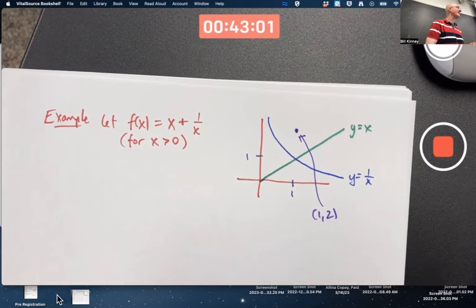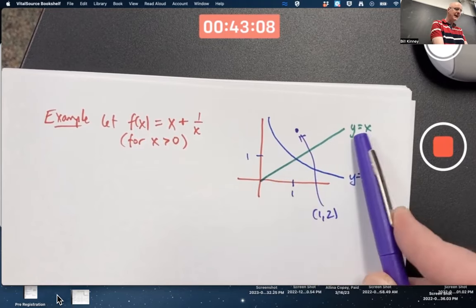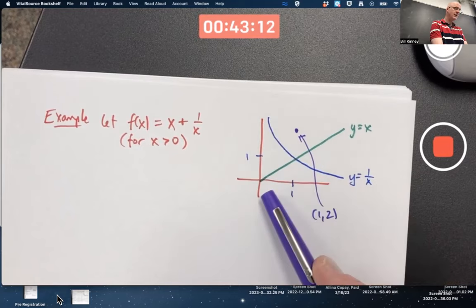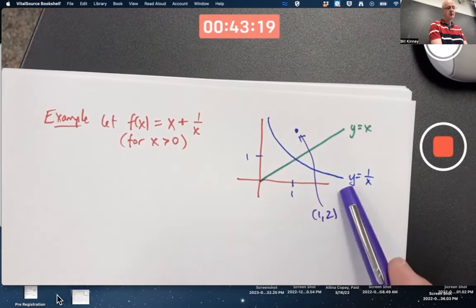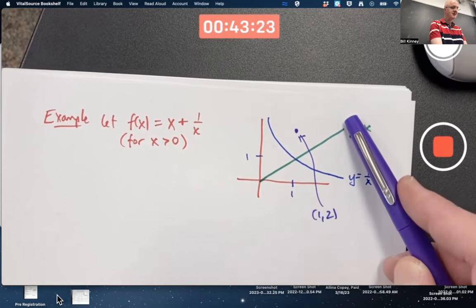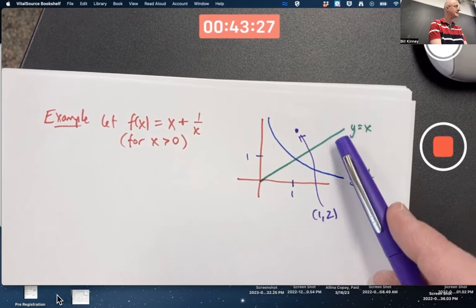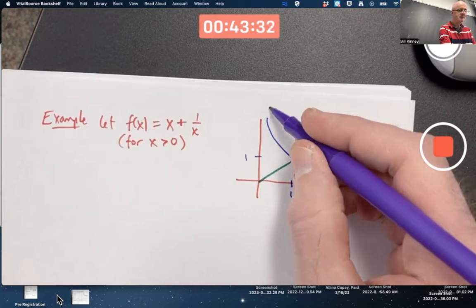What does the rest of the graph look like? Again, you have to think graphically. You have to imagine adding these. When x is close to 0, y equals x is close to 0, but y equals 1 over x is large. When you add a number close to 0 with a large number, you get a large number. On the other hand, when x is large, 2, 3, 4, etc., 1 over x is small, but x is large. I'm still going to get a large output when I add a small and a large number. I hope it's intuitive that the graph should look something about like this.